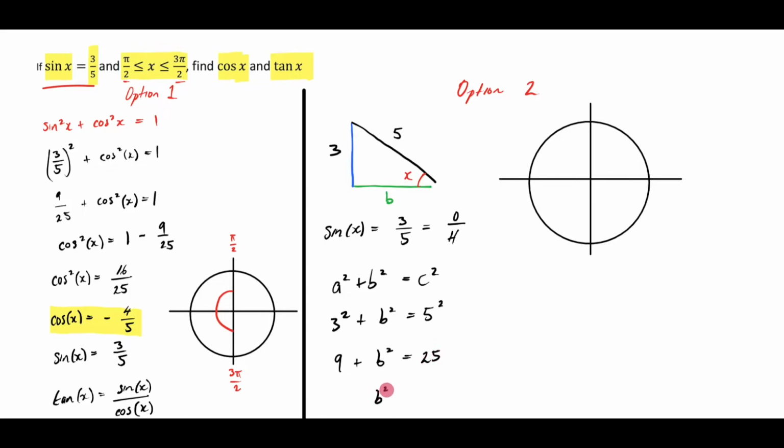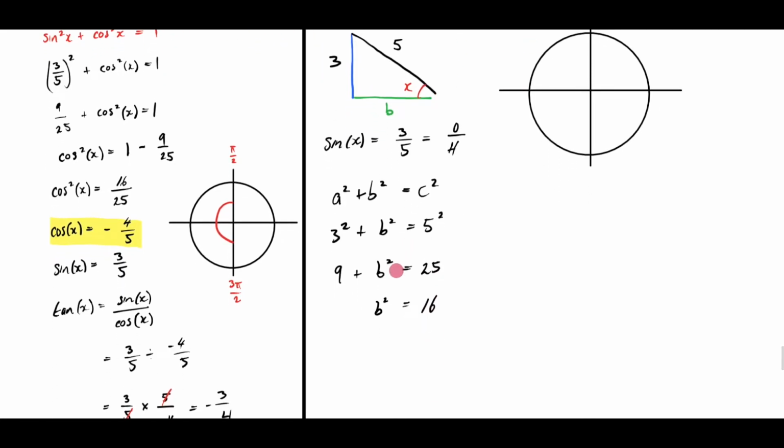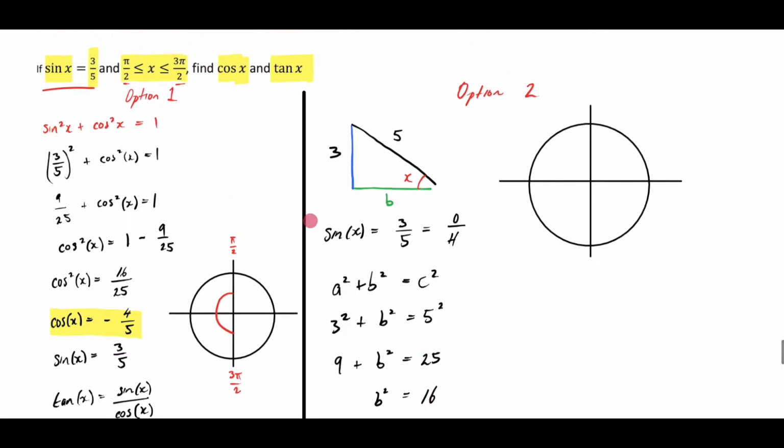Then b squared is going to be equal to, I'm going to minus 9 from both sides, so that's going to be 16. And finally, to get rid of this b squared, I'm going to square root both sides, so I'm going to get plus or minus 4. Now I need to figure out whether it's going to be plus or minus, and that's where we're going to have to look at our domain here.